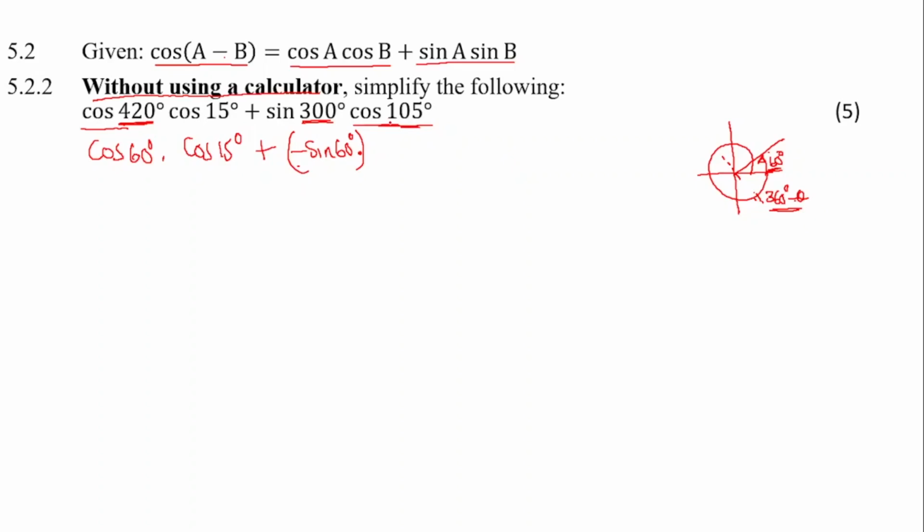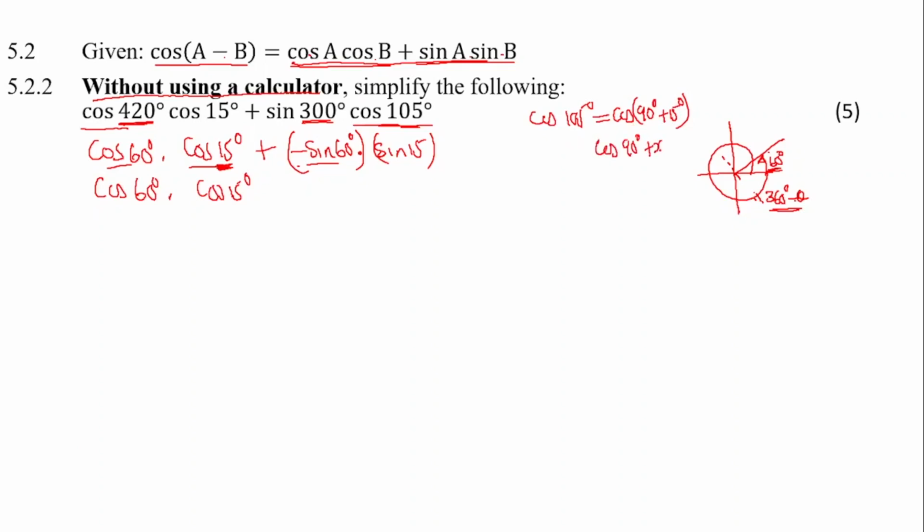This should be like 90 plus 15. We want also this angle 15 here, sine 15. So cos 105 degrees is just the same as cos of 90 degrees plus 15. Remember, cos of 90 plus x is the same as negative sine x, isn't it? So it means cos of 90 plus 15 degrees is the same as negative sine 15. So you have plus, and then we have negative sine 60 degrees, and then minus sine 15 degrees.